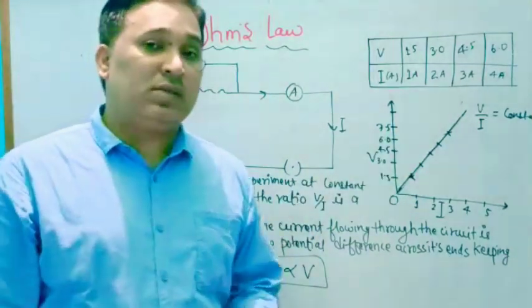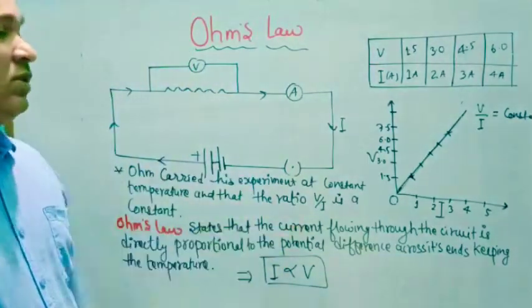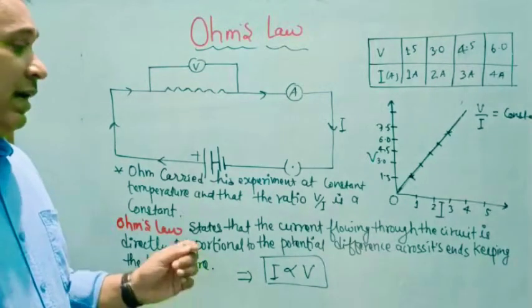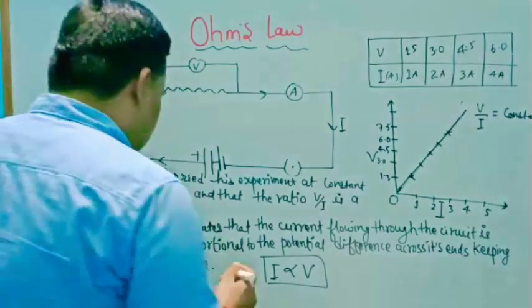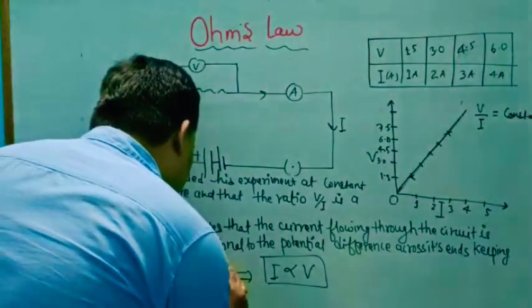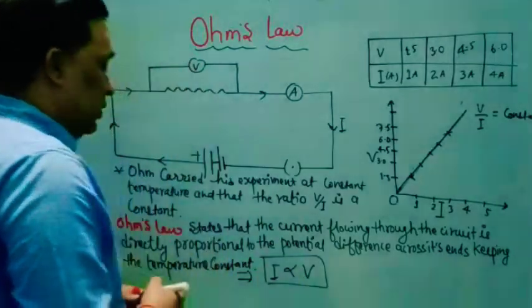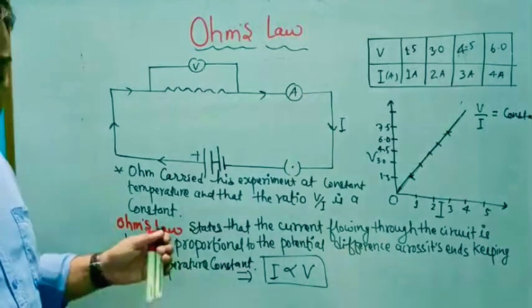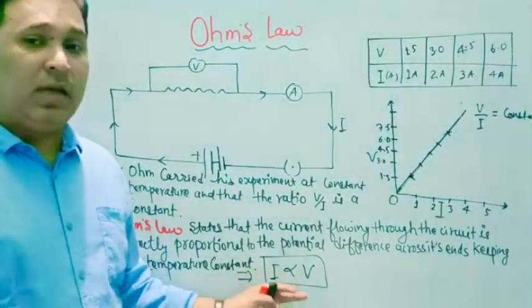That law is known as Ohm's law, which states that the current flowing through the circuit is directly proportional to the potential difference across the ends, keeping the temperature unchanged or constant. So I is proportional to V, isn't it? We will formulate this relation into a formula.